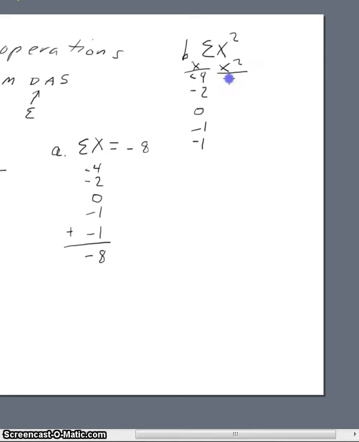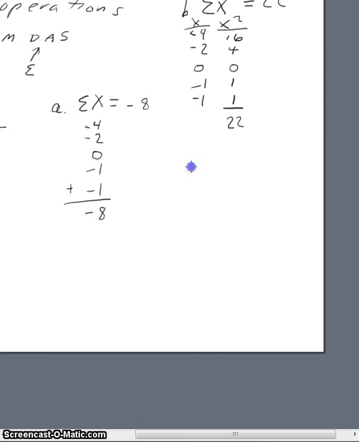We need to do that before we move on. So we're going to get what? 16, 4, 0, 1, 1. Okay, so now we've done our exponent. There's no multiplication, no division, and then that's where we do our sum. So we have 16 plus 4 is 20, 21, 22. Okay, so that answer would be 22.